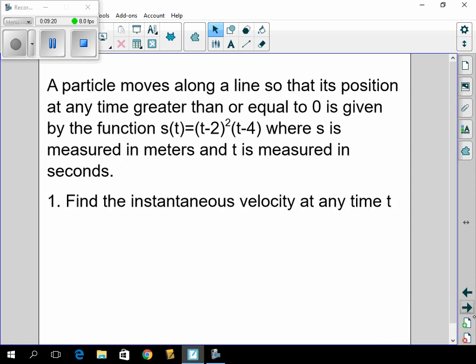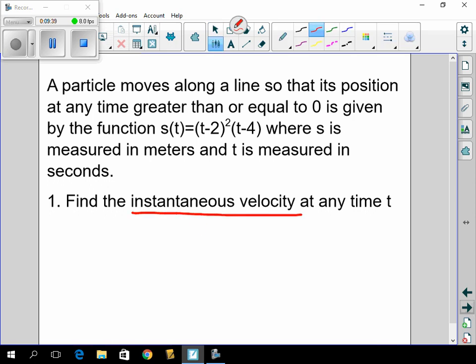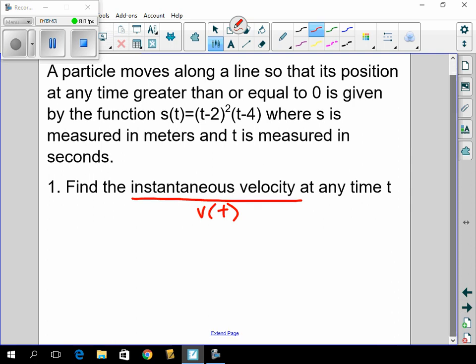So looking at this, it tells me a particle moves along a line so that its position at any time t greater than or equal to 0 is given by the function s of t equals t minus 2 squared times t minus 4. s is measured in meters and t is measured in seconds. So I'm looking for the instantaneous velocity at any time t, so this tells me I'm looking for v of t. So I'm going to take my position function and take the derivative.